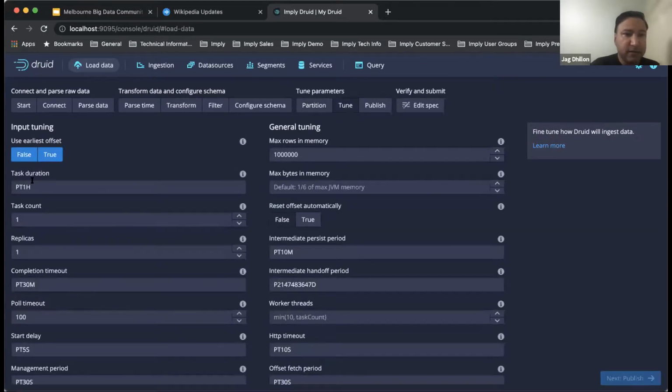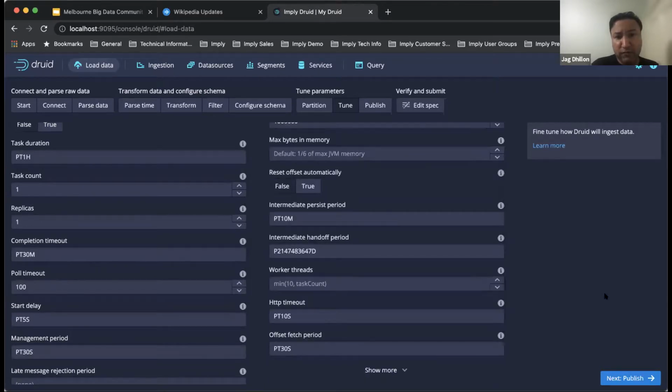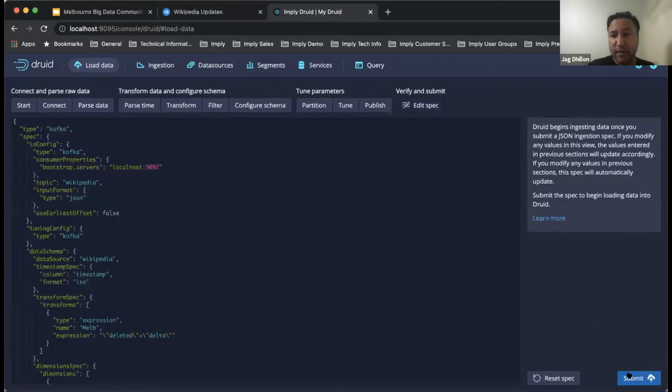And then I can just say, all right, tune it. The Kafka topic, there's no overlay, further tuning here if I have to, and then I can just publish it, give the data source name, right? And then edit spec and submit it.